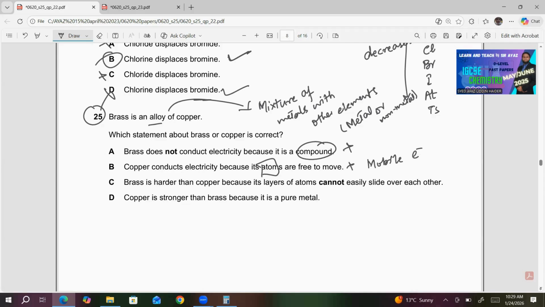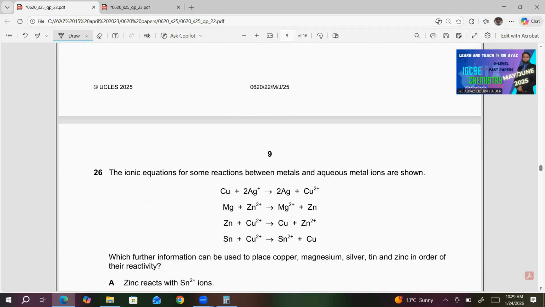C, brass is harder than copper because its layers of atoms cannot easily slide over each other. This looks correct to me because brass, the alloy, is harder than the pure metal because the large size metal atoms prevent the small size metal atoms from sliding over each other. So C looks correct to me. For convenience, I'm looking at choice D also. Copper is stronger than brass because the pure metal is strong. It's not strong, it's softer than brass. C must be the right answer here.